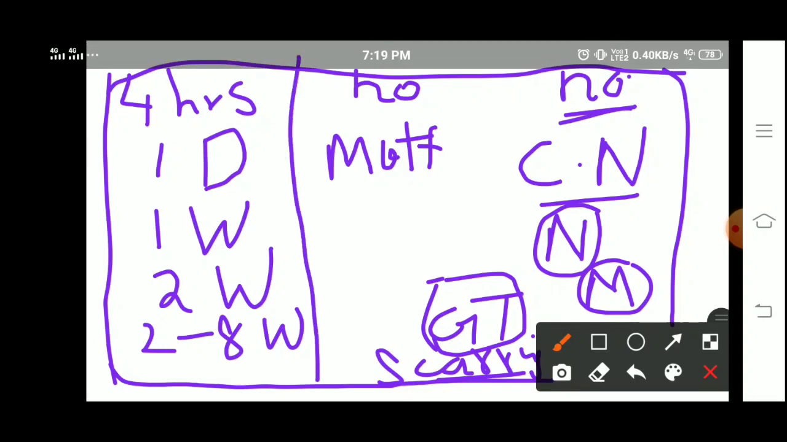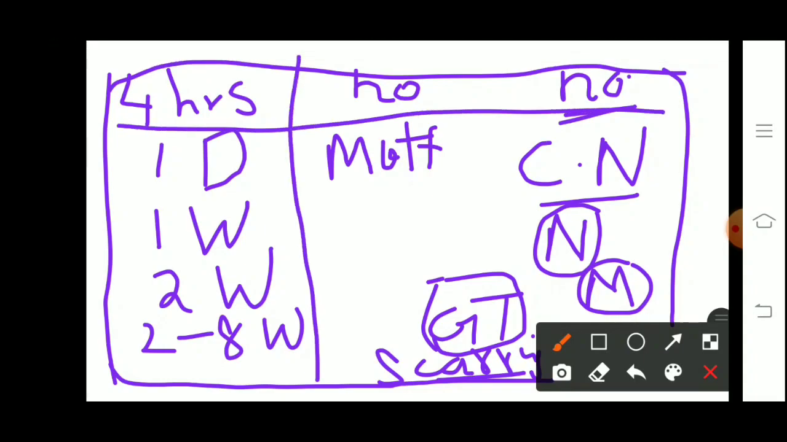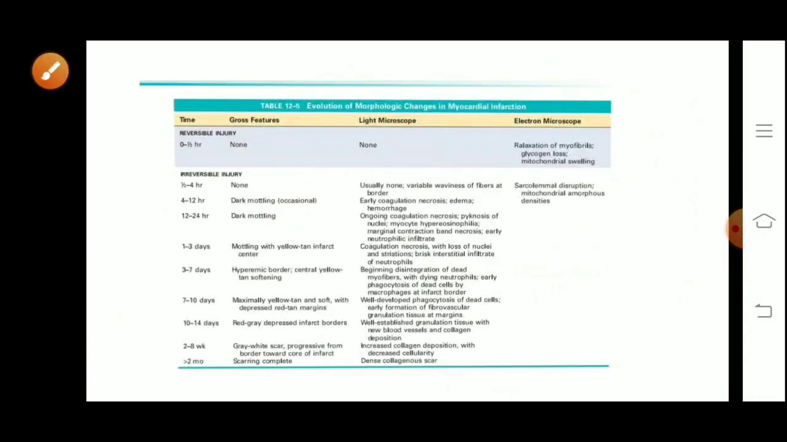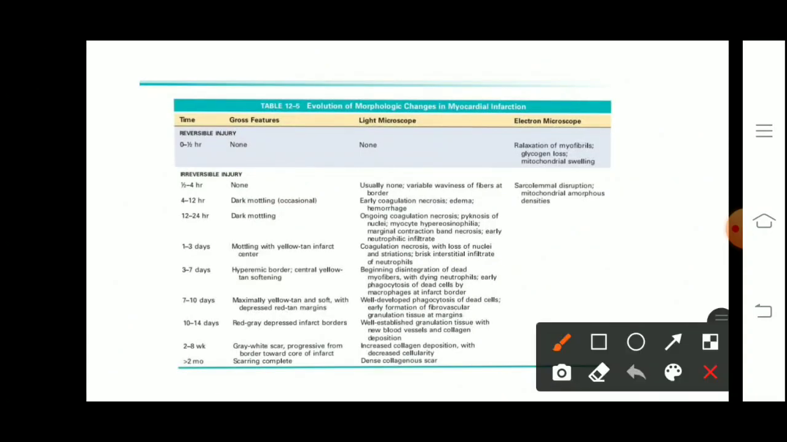In short, within 4 hours there will be no changes. In 1 day you will develop coagulative necrosis, approximately within 24 hours. In 1 week you will have neutrophil infiltration, at 2 weeks macrophage infiltration, and at 2 to 8 weeks granulation tissue formation. Finally scarring occurs. So I have tried to simplify this huge hectic table as much as I can. You need not remember the electron microscope findings, just remember the gross features as well as the light microscopic features based on the information I have given. That's all. Got it? So we have completed these morphological features.